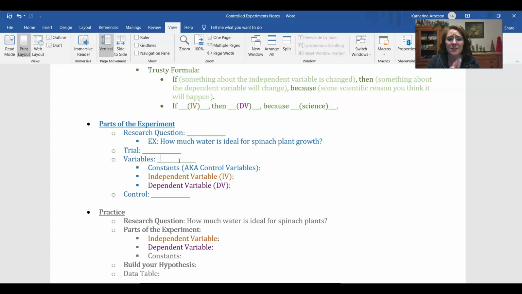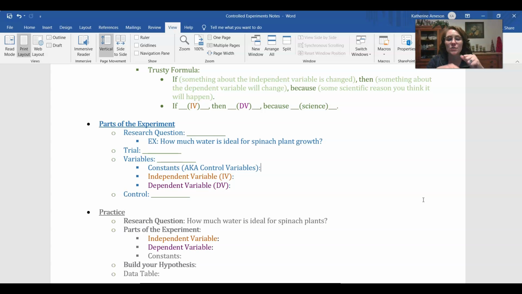So constants, these are also called, I hate that they're called this because it confuses students and adults alike, control variables. But these variables right here, the constants, here's what I want you to write down for this. I should have put lines there, so just pretend like there's lines there. Constants are the variables that are the same in every trial. Constant means the same. So these are going to be the variables that are the same in every single trial.